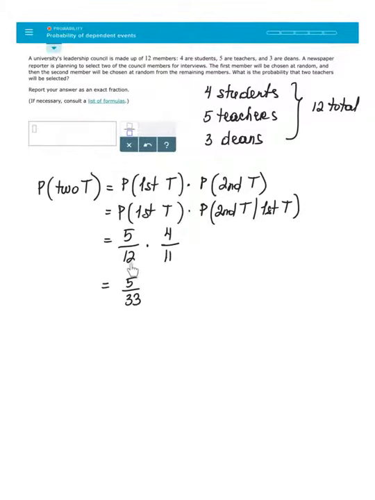We need to multiply these 2 probabilities because we have 2 consecutive events happening, and when we do, we get 5/33. We are asked to report the exact answer. We don't have to go into decimal form and round.